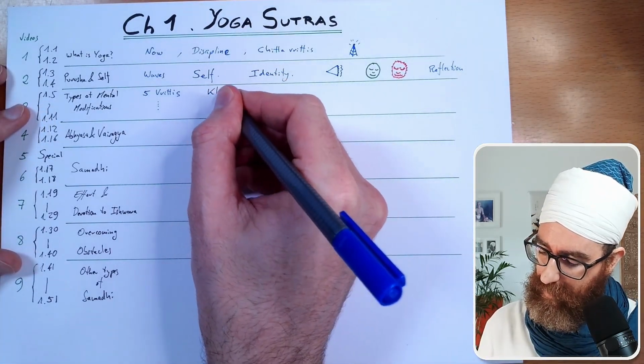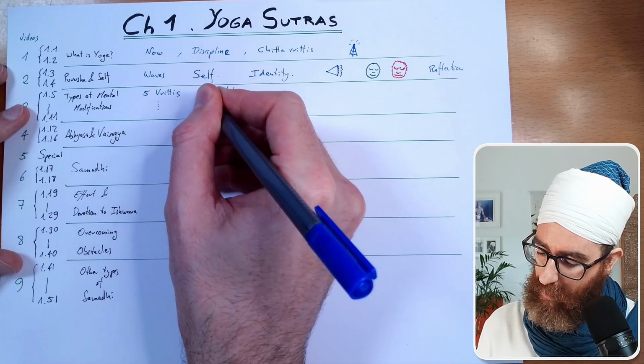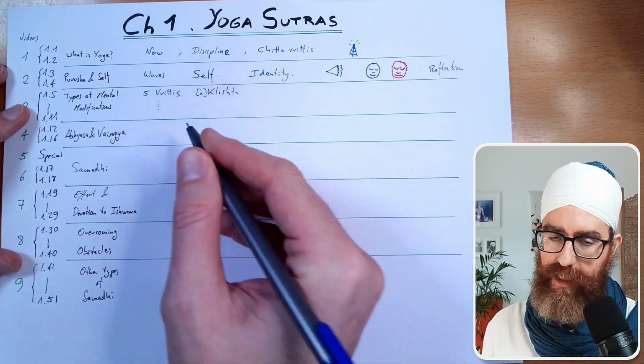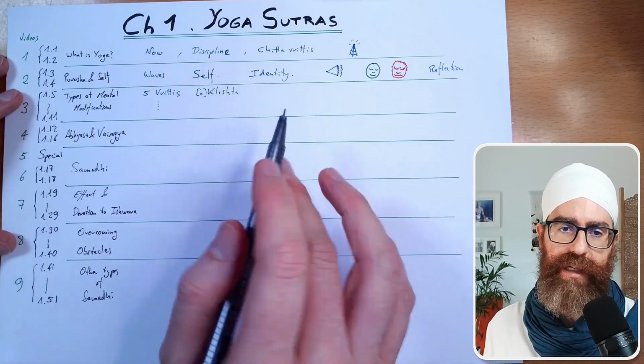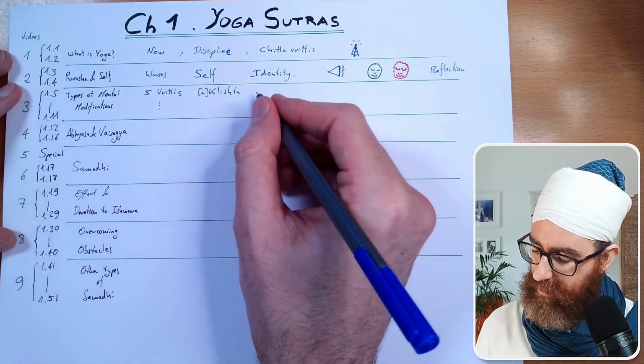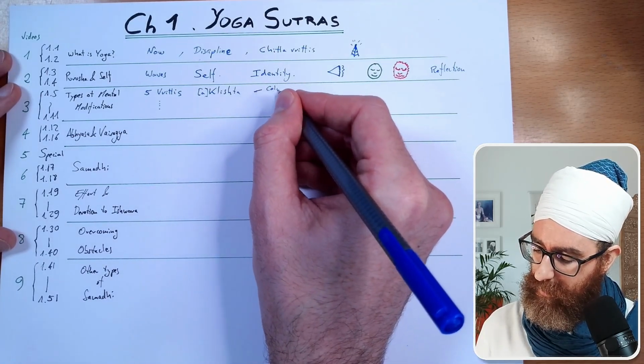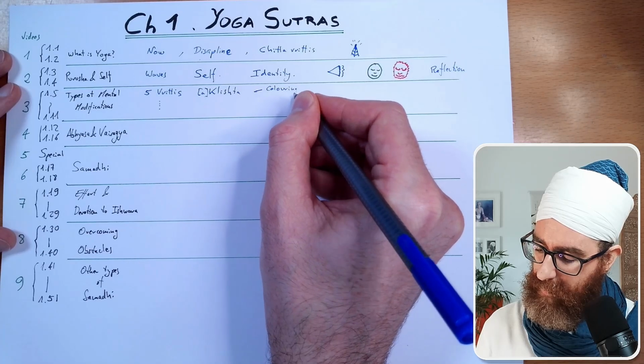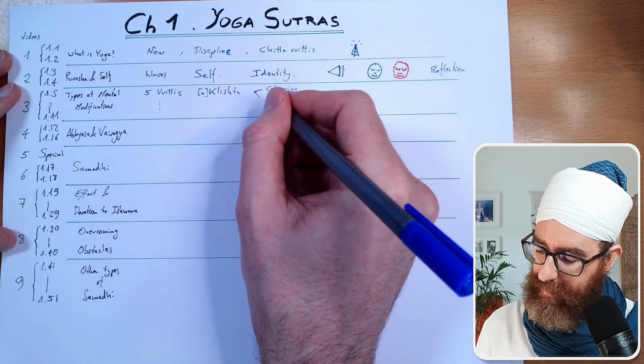klishta or aklishta, which is one of a couple of ways of translating it. There would be coloring and uncoloring. So there's the concept of colors. But it could also be translated as suffering.